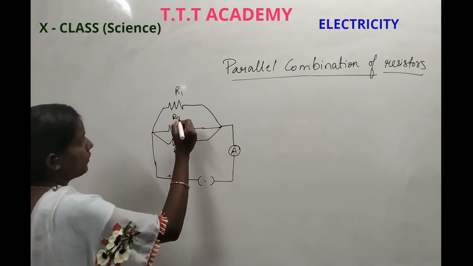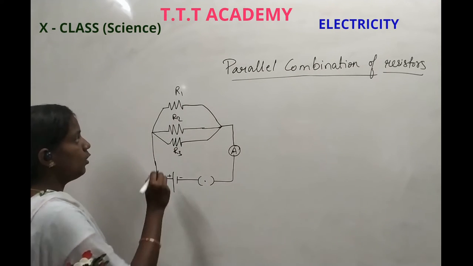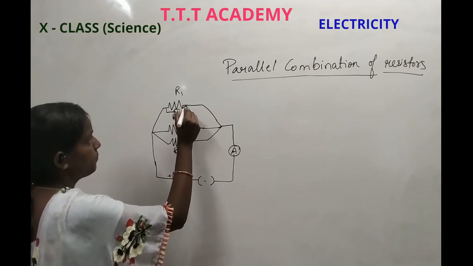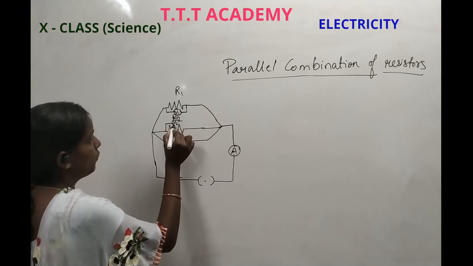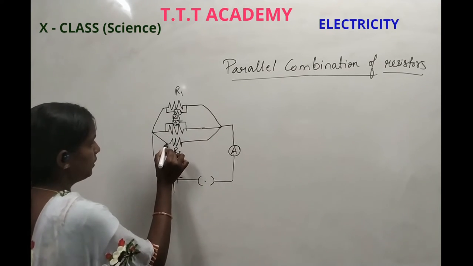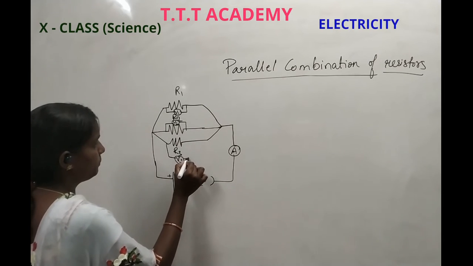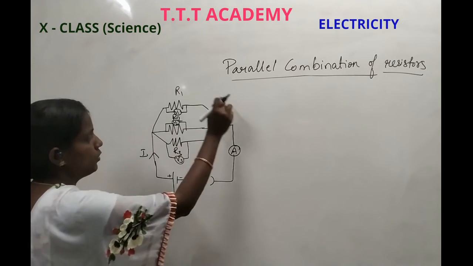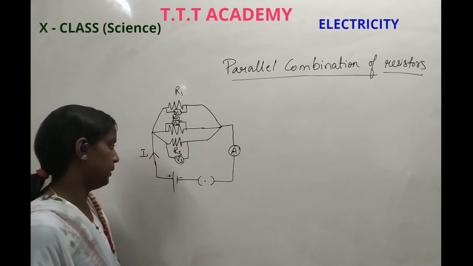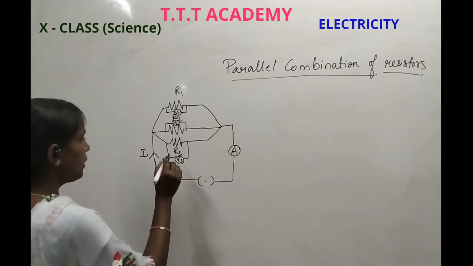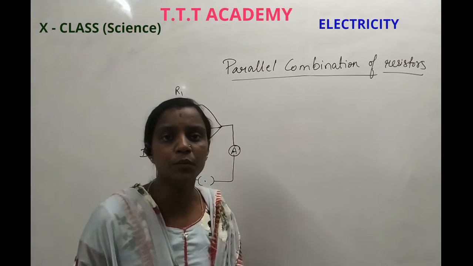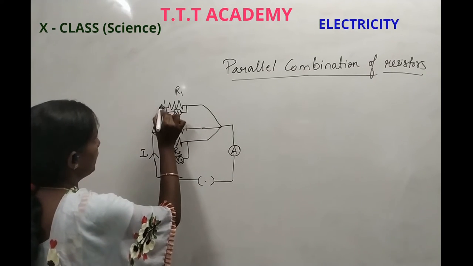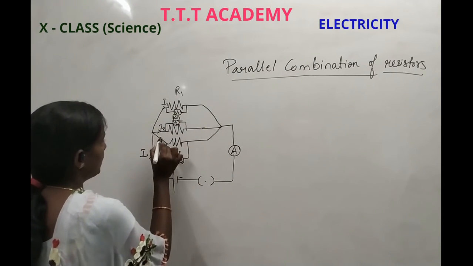Now see R1, R2 and R3. Here we are going to connect a voltmeter V1 for R1, V2 for R2, V3 for R3. This is the way. And electric current is going to pass from the positive terminal to the negative terminal. Fine children. Another thing you have to show: here there is a flow of I1, I2 and I3.